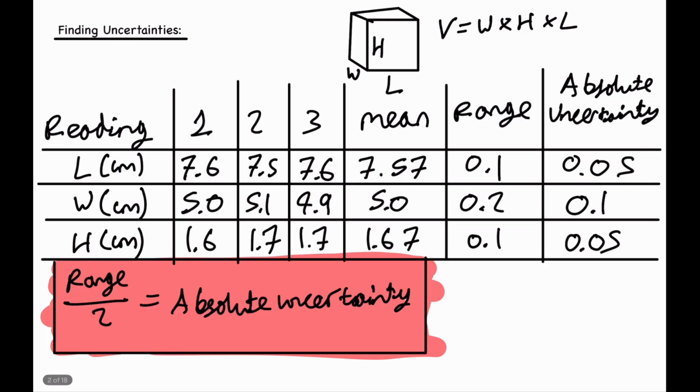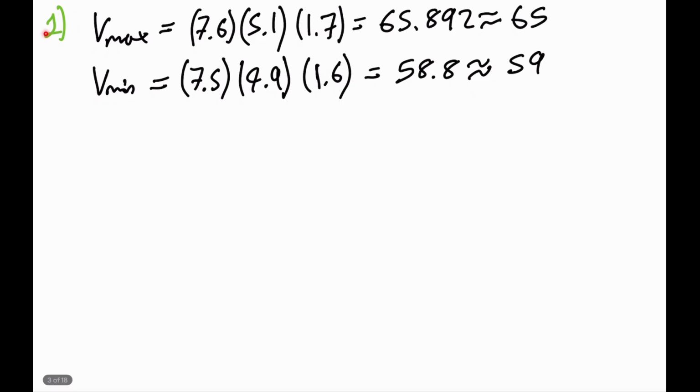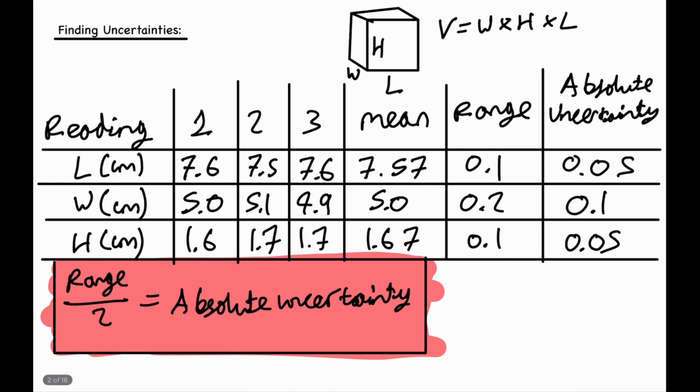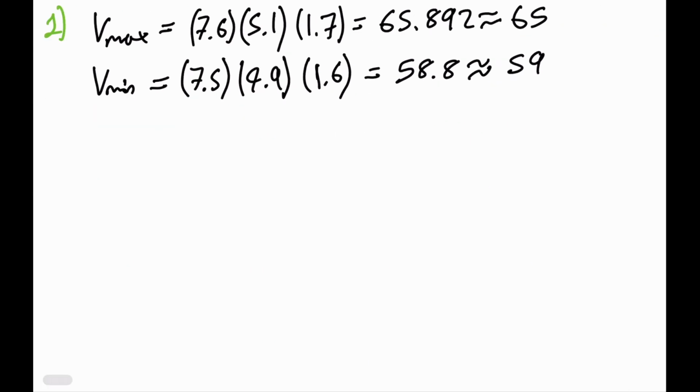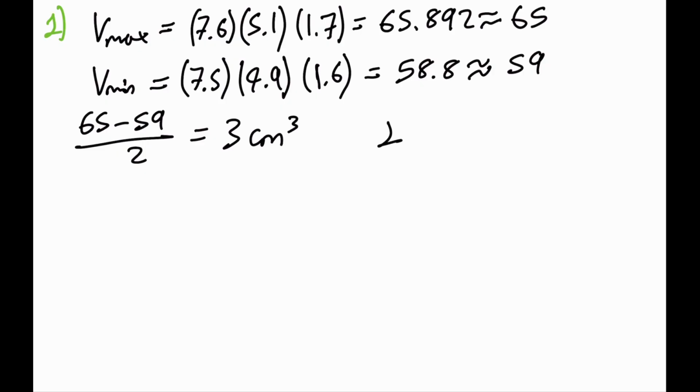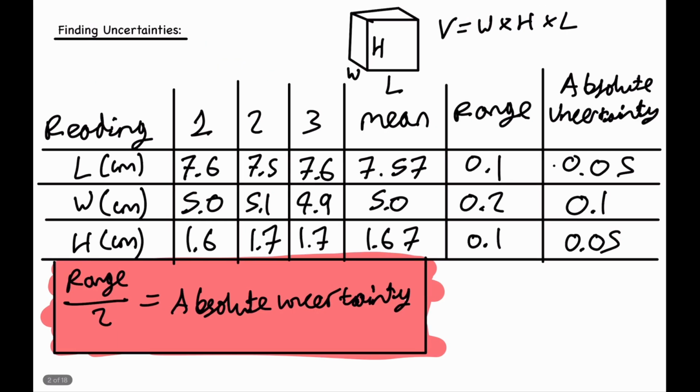In the next way of finding the absolute uncertainty of the volume, we're going to use the absolute uncertainties that we found for each length, width, and height value. So now we've got the range. The range would be 65 minus 59, all divided by 2, which would be equal to around 3 centimeters cubed. So our uncertainty can be written as plus minus 3 centimeters cubed. For our uncertainties here, we can also label them as plus minus, and they're also in centimeters because absolute uncertainty has the same units as the measurement itself.